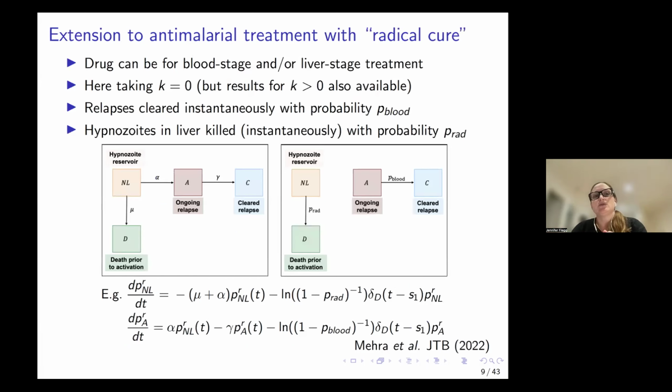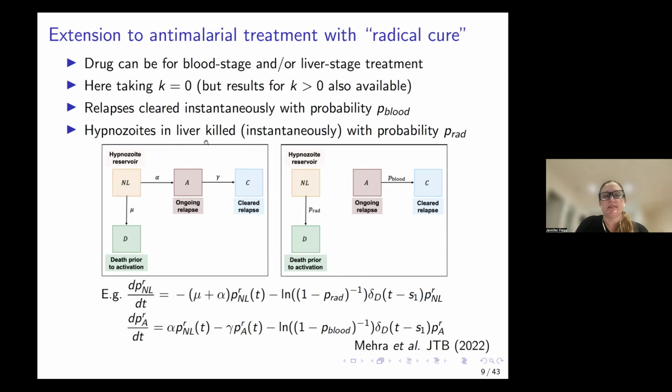Okay, so we then wanted to extend this model. This is a model of hypnozoite fate, but it doesn't consider drug. So we wanted to consider what happens when you treat this hypnozoite with an antimalarial treatment known as radical cure. Radical cure consists of two different treatments. One takes care of any blood stage infection. So it takes away what's in your blood system that's making you feel sick, the parasites that are multiplying in your blood. But it also targets the liver stage. So it has this dual effect of attacking both the blood stage and the liver stage components of vivax malaria.